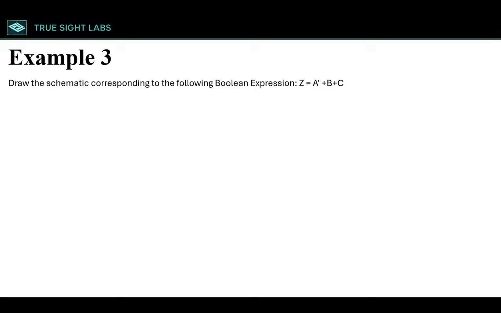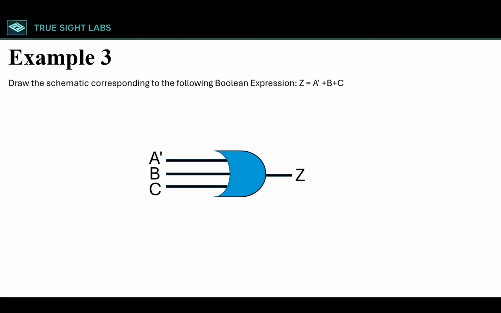So how does this example work? Well, if we look at the expression, every term is separated by a plus sign. That means this is just an OR of 3 single variables. The terms are a prime, B, and C. Since none of these terms are grouped together, we don't need any AND gates. We simply feed them all into a 3-input OR gate. The output of that OR gate is Z.